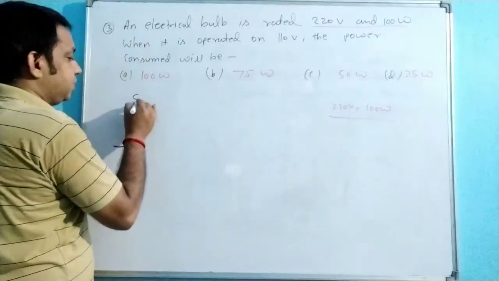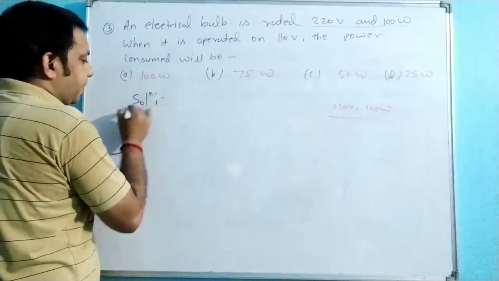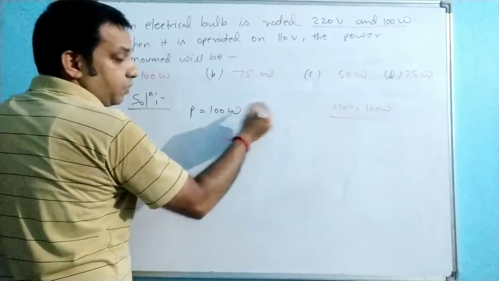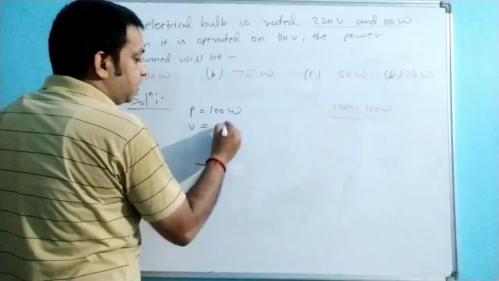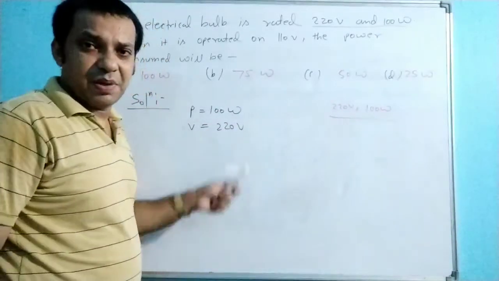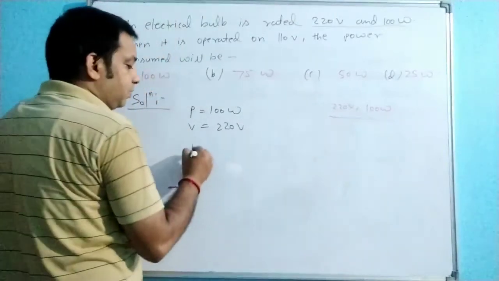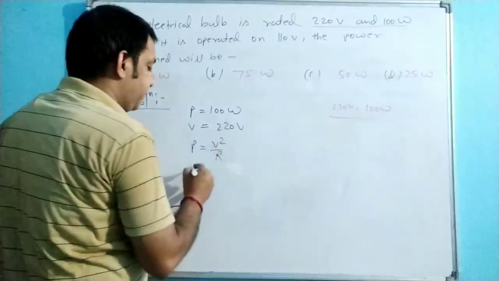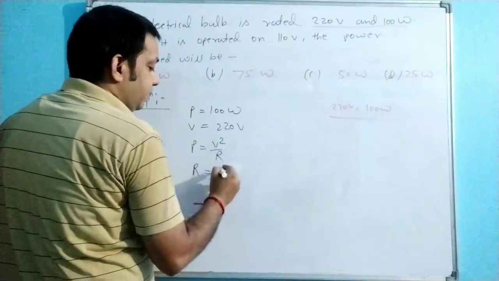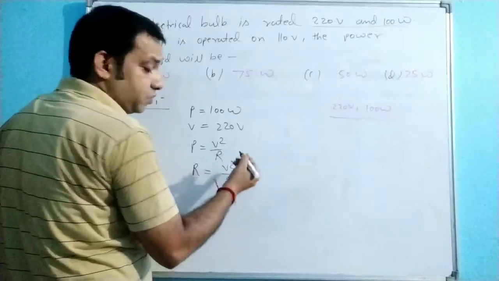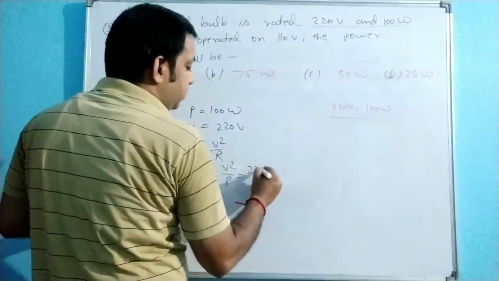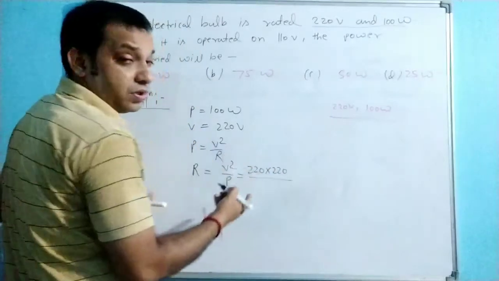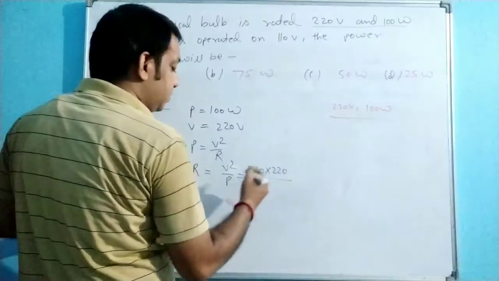So solution: the power is given as 100 watt and the voltage is given as 220 volt. It's a power rating. So with the help of the formula P is equal to V square by R, you can find the value of the resistance. Here the resistance is equal to V square divided by P. So V square is how much? 220 into 220 divided by 100.